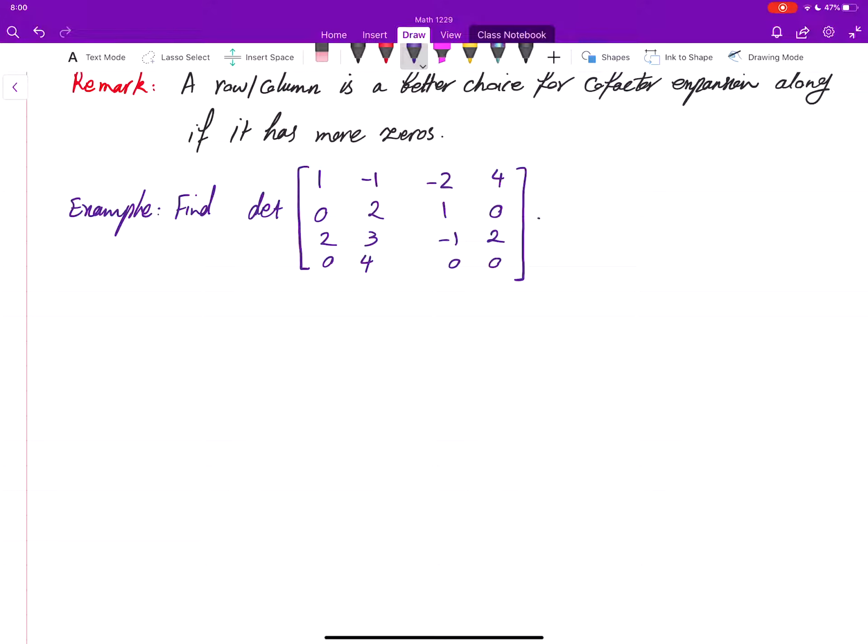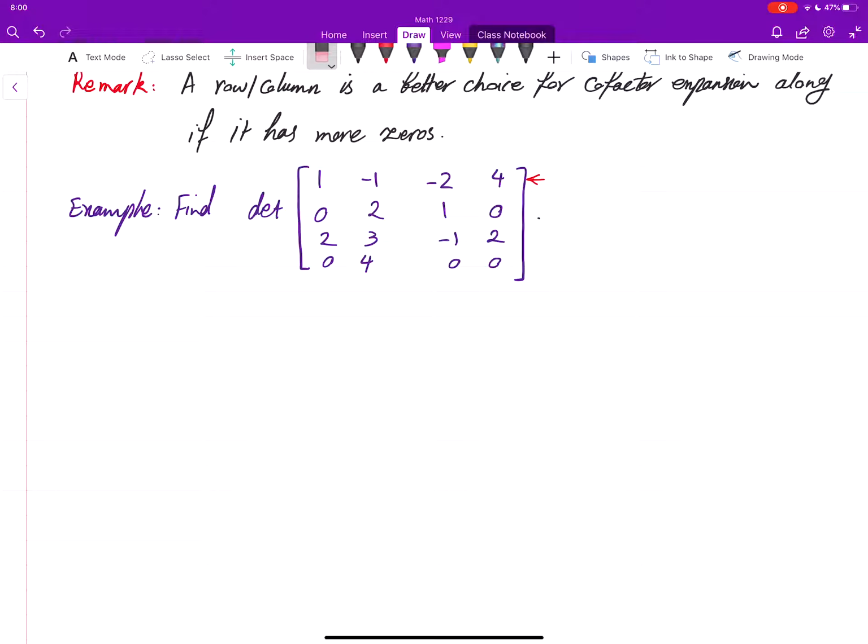Well, you know that you can expand along any row or column. Okay, so here you can expand along row 1. It means that there is no 0 entry there. It means that you have to compute 4 determinants of 3 by 3 matrices.